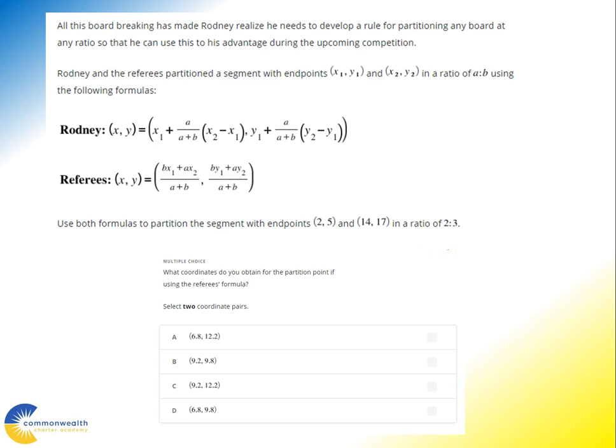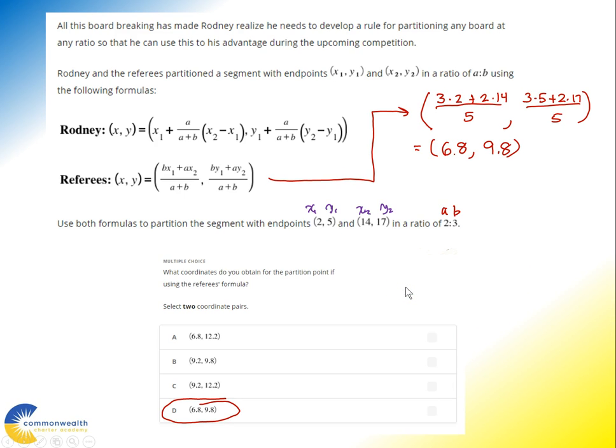So here's the referee's formula. Looks a little more compact, not as much parentheses and different subscripts, but you still see some of the work there. So if I plug it in again, I'm going to let x1, y1 be 2, 5, x2, y2 be 14, 17. I'm going to let A be 2 and B be 3. And I'm just putting all those values in where they belong.